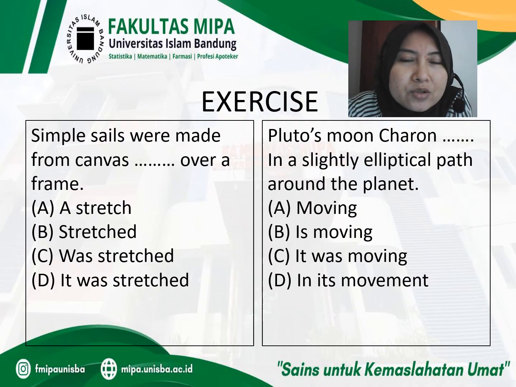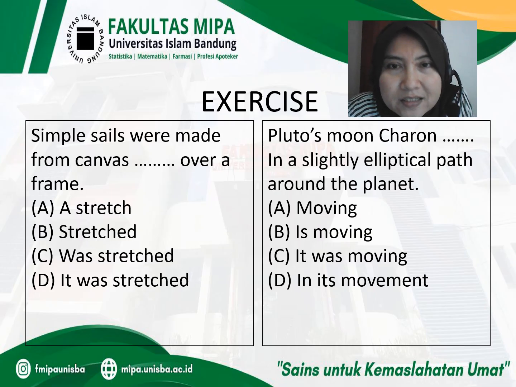So now let's look at another example. The sentence says, Pluto's moon Charon, orbits, in a slightly elliptical path around the planet. First, always find the subject and check if the sentence already has a main verb.